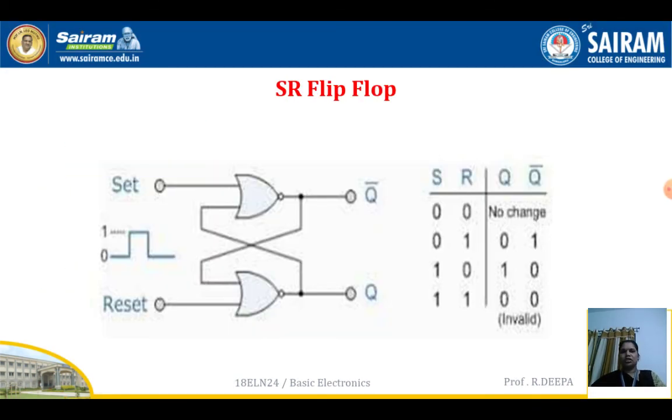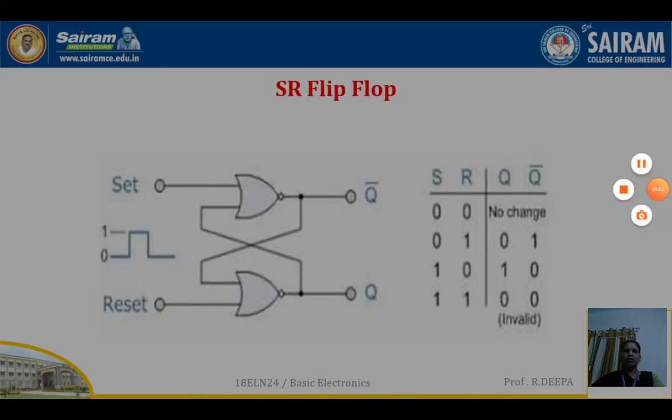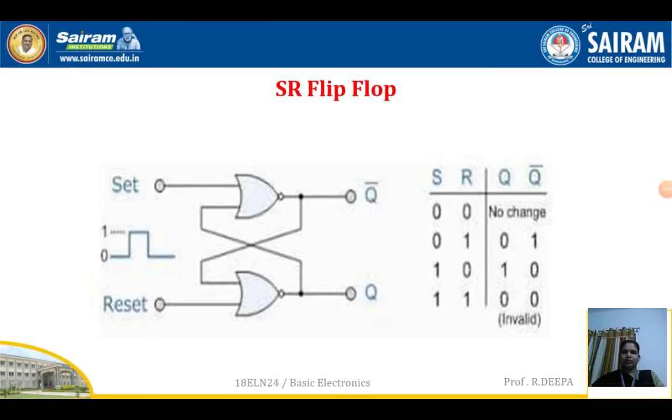So this is about the SR flip-flop. In order to implement the condition S is equal to 1, R is equal to 1, we will be going with the next flip-flop, which is named the clocked SR flip-flop. That will be able to make use of this final state where S is equal to 1 and R is equal to 1, and you will be able to get the output states Q and Q bar.